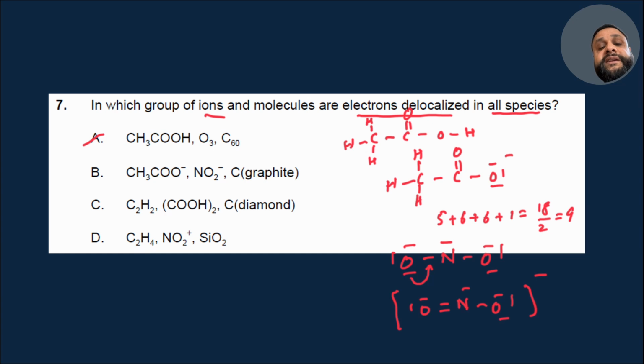In graphite, each carbon connected to 3 other carbons, and the 4th electron is delocalized to carry the charge around. Hence, correct answer is B. But let's have a quick look at C. So we have ethyne localized, and in D we have ethene, all delocalized electrons. So B is the correct answer.